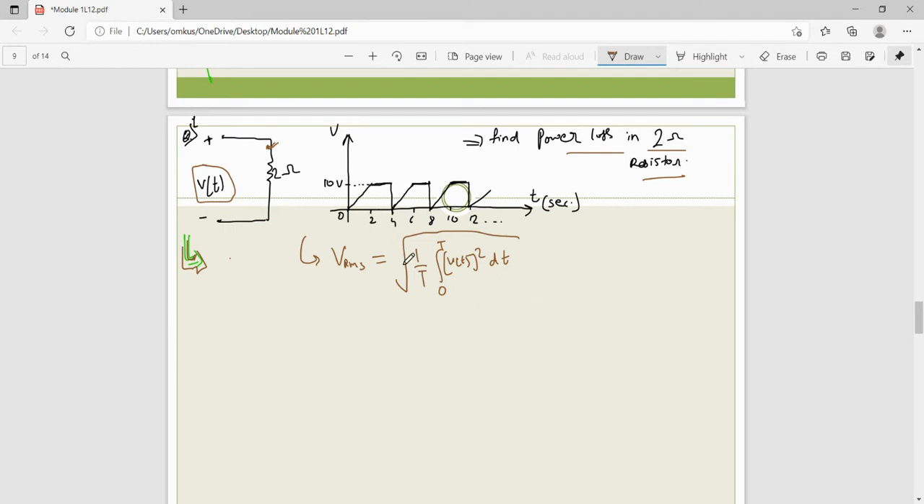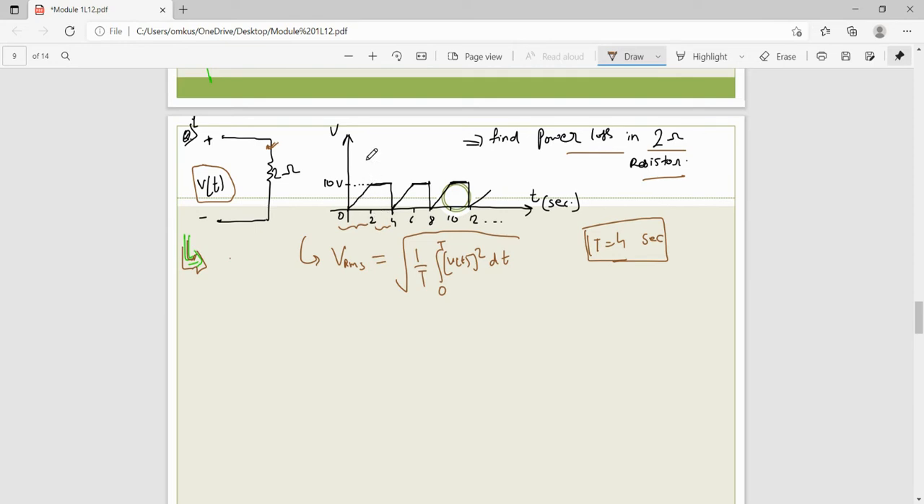First of all, observe this waveform. The time period is 4 seconds, right? Because after 4 seconds the signal repeats itself. So here T is 4 seconds. How do we break the limit? You can break this limit into two parts, that is 0 to 2 and 2 to 4, because the signal differs in these particular time spans.